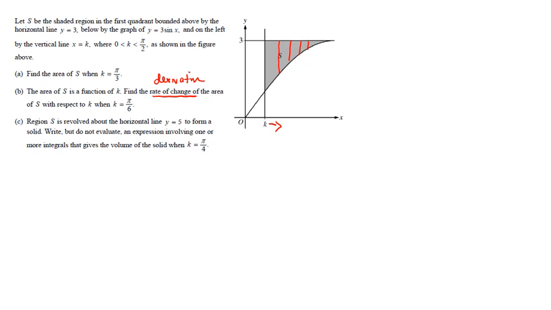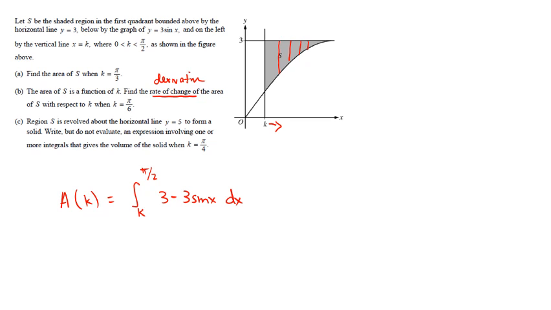So they want me to find the derivative of the area of S with respect to k when k is equal to pi over 6. So the first thing that I better be able to do is write the area of S as a function of k. Well, if k is any value between 0 and pi over 2, then the area of that region S is going to be the integral from k to pi over 2 of the same integrand that we had on the last part of the question.